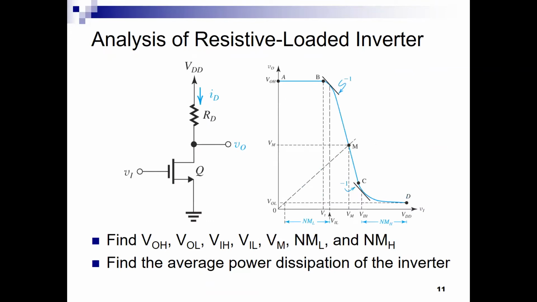Now we will start the analysis of the resistive load based inverter. In this analysis we are interested in 5 points: VOH, VOL, and so on.